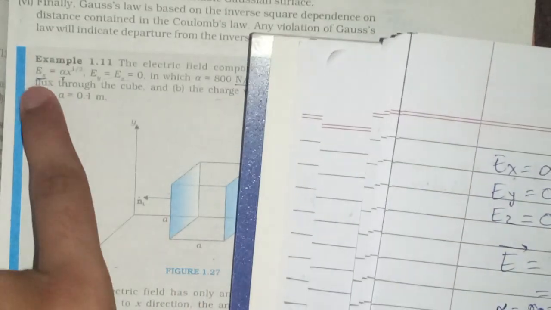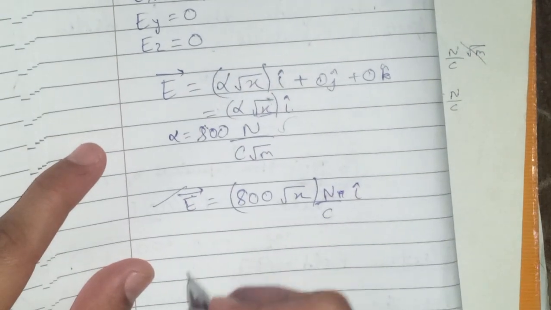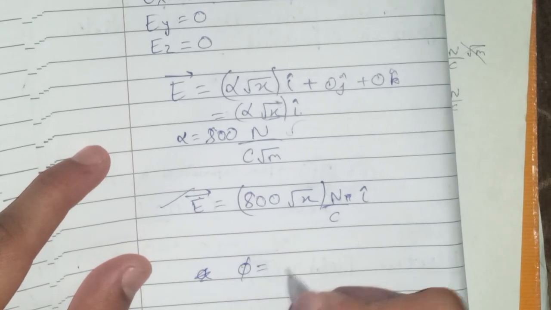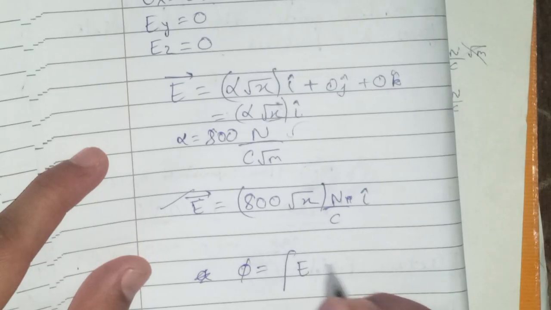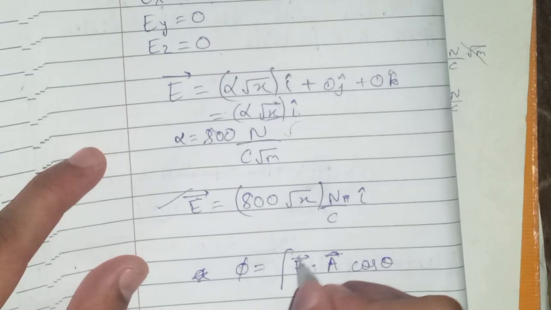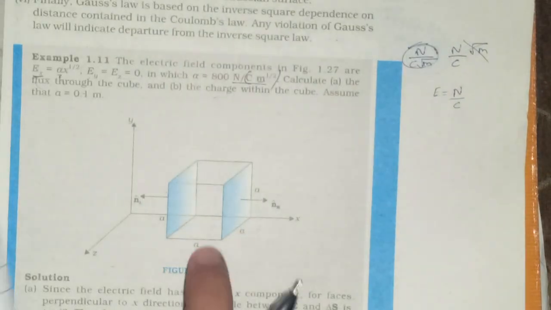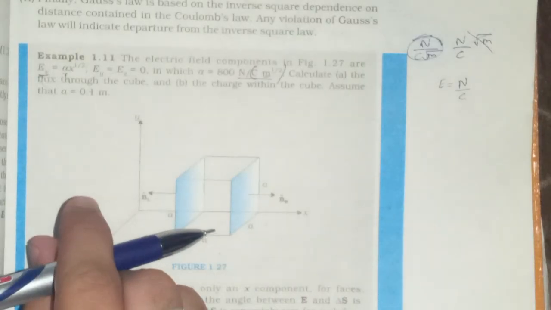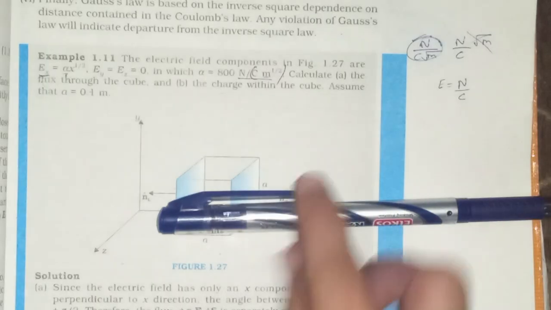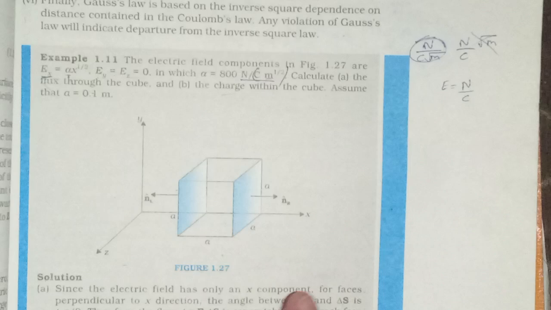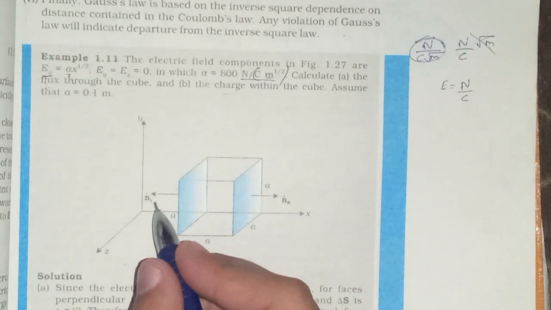So A, the side of the cube, is 0.1 meter. But I don't want just that; I want to know the flux, and flux requires area, the area vector, and cos theta. Where is the electric field? The electric field is moving in this direction, and the cube is placed in this direction. How can I get theta?